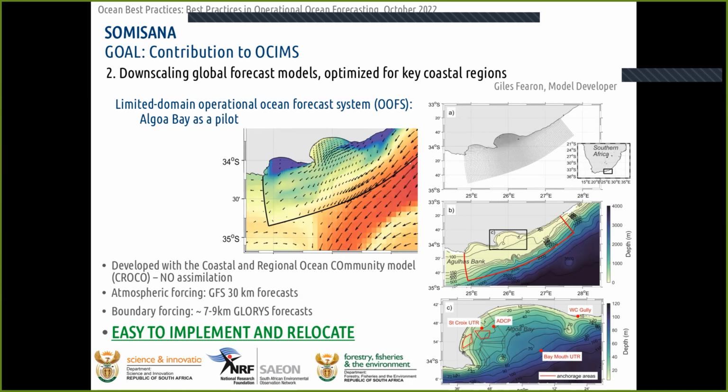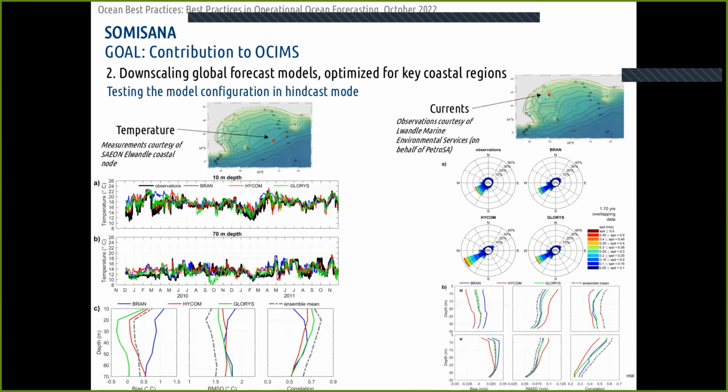So this is a very simple approach that we're using, making use of the freely available global products that are out there. And having done a quick little evaluation based on the in situ observations that we have in the bay, this model performed really well. So we were really happy with the results. We forced the same configuration with 3 different boundaries. They all performed fairly well, some of them better than others, and the ensemble mean performed best. And this is despite the fact that we had no data assimilation in this model.